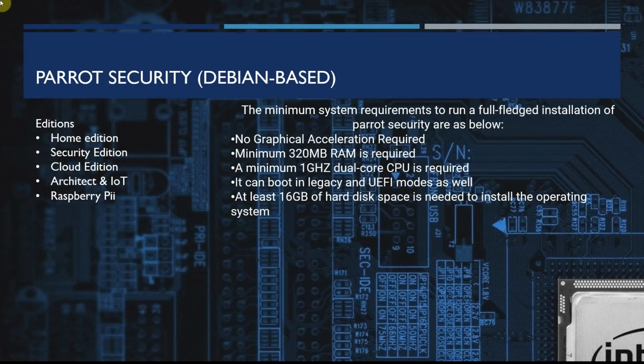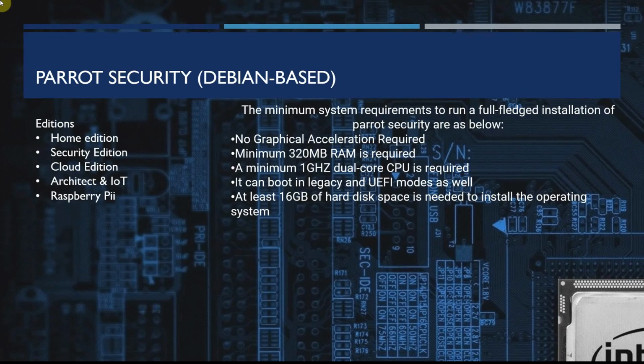So the size of the ISO file for Home is 2 gigs, and the size for the Security Edition is 4.2 gigs. Cloud Edition is a special edition of Parrot Security made for embedded devices, cloud environments, virtual machines, and other special deployments. The Architect Edition is Parrot OS with nothing pre-installed. You can install any software in DE with this edition.